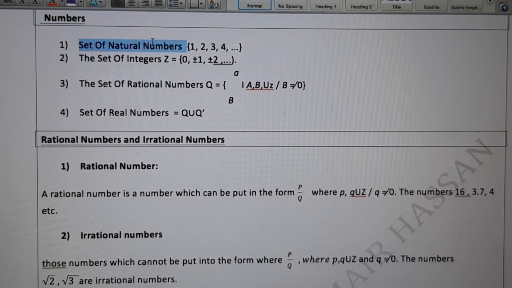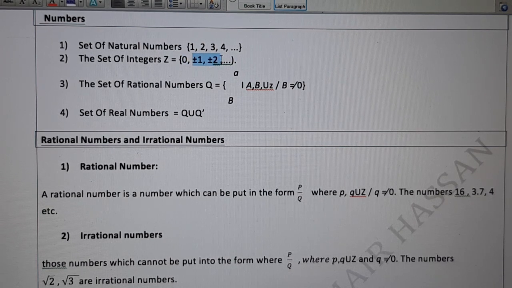The set of natural numbers is a set with elements 1, 2, 3, 4 till infinity. Then we have the set of integers represented by Z, in which we have 0, all the negative as well as all the positive numbers.